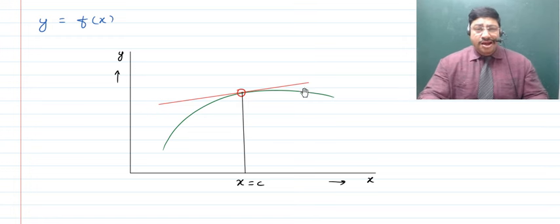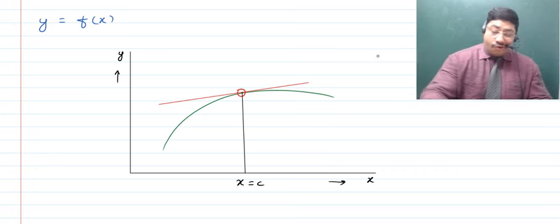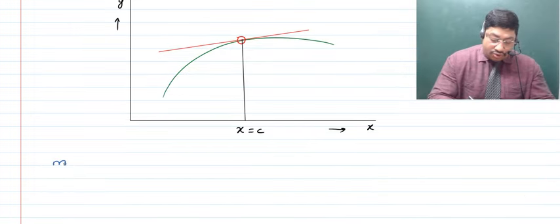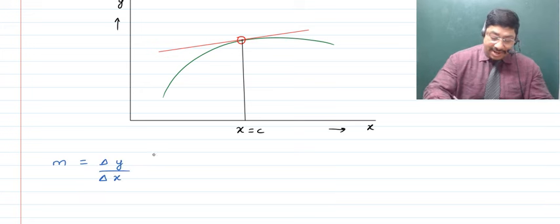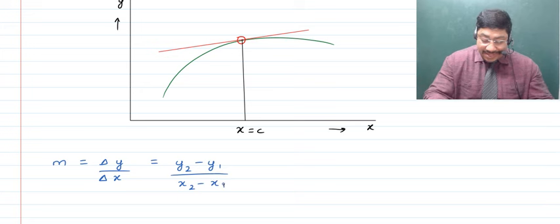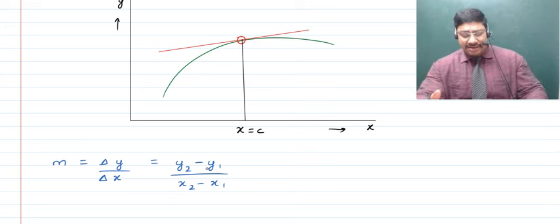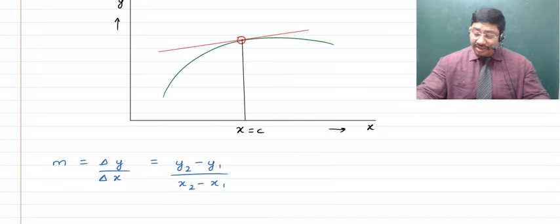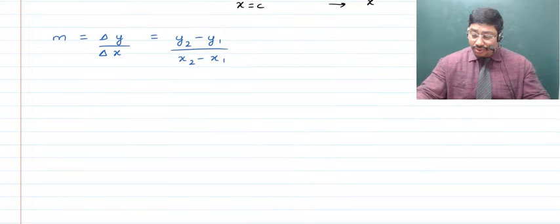And if you want to find the slope of the tangent, remember we were representing the slope or the gradient by the letter m. So what was m? It was delta y divided by delta x, or in other words, y2 minus y1 divided by x2 minus x1, that is the change in the value of y divided by the change in the value of x, that gave you the slope. Now how does it come from here? That is what we're going to look at next.